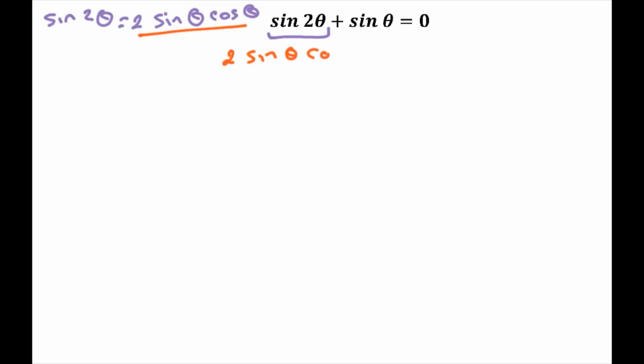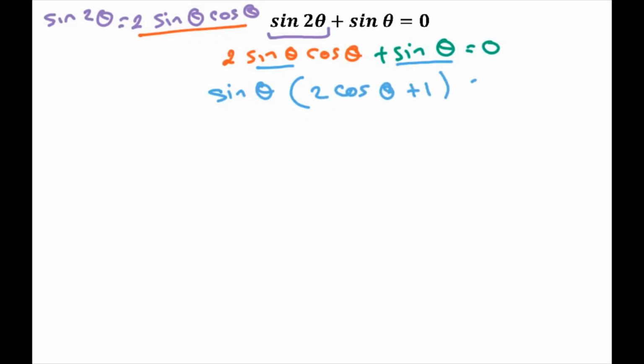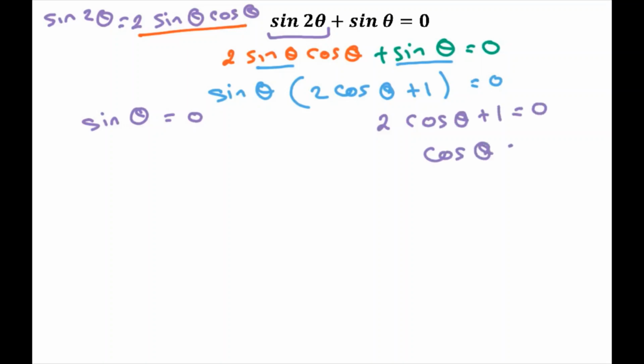Now in this question, I need to solve sine 2 theta plus sine theta equals 0. Now sine 2 theta, there is a rule. It says sine 2 theta, the double angle, is equal to 2 sine theta cosine theta. That's a formula. So I'm going to substitute sine 2 theta by this, then plus sine theta equal to 0. Then I'm going to take sine theta as a common factor. Now I do have either sine theta equal to 0 or 2 cosine theta plus 1 equal to 0, then cosine theta equal negative 1/2.